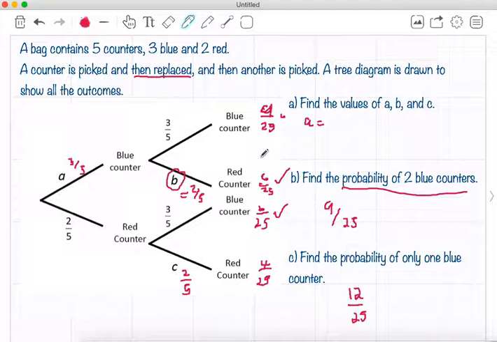In the next video, we're going to look at tree diagrams when we don't replace these sorts of counters.